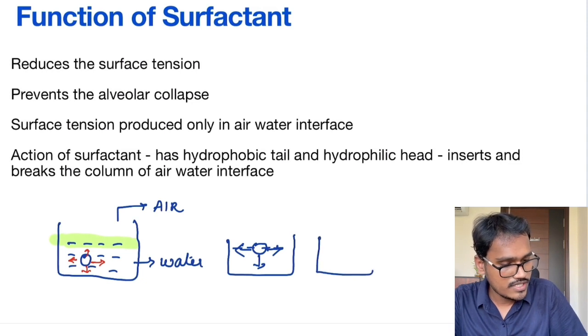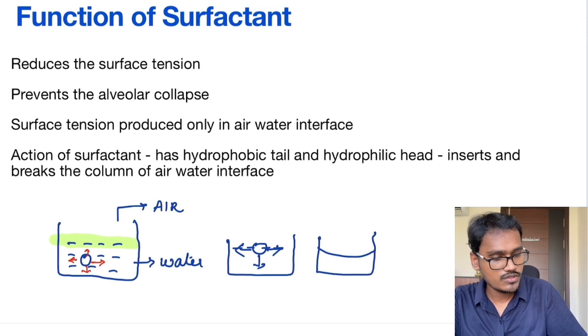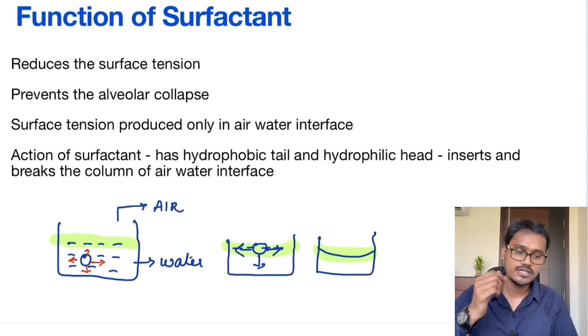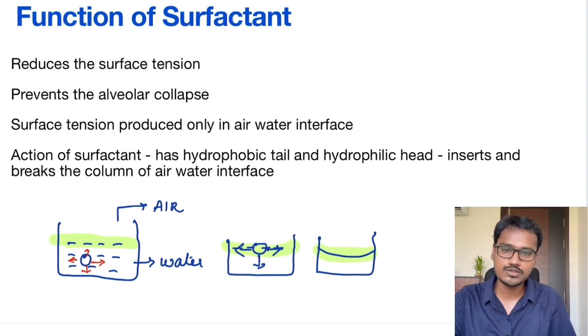So there is always a tension in this region. At the air water interface, there is always a tension, because these water molecules are consistently pulled by their neighbors as well as downward, but no support is from the upside, so it is not getting neutralized. So what will happen is, it will create a surface tension.